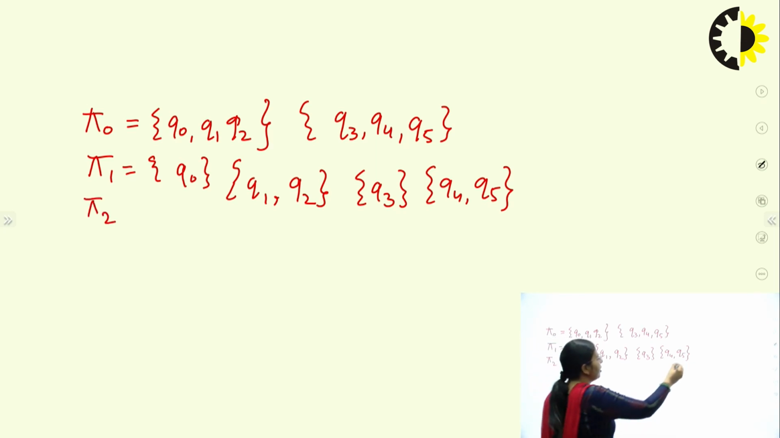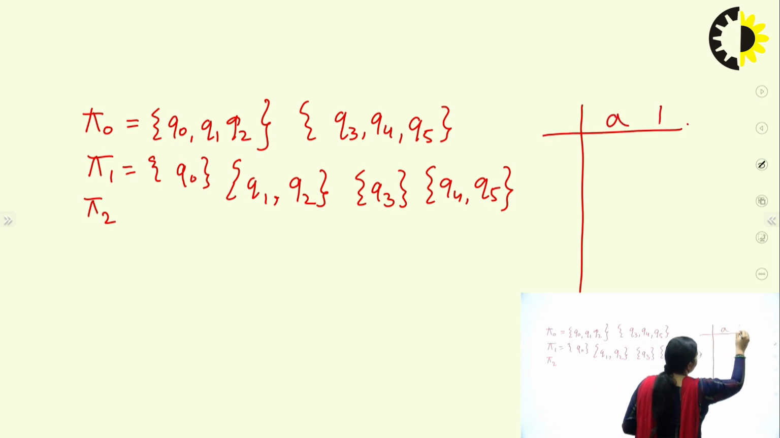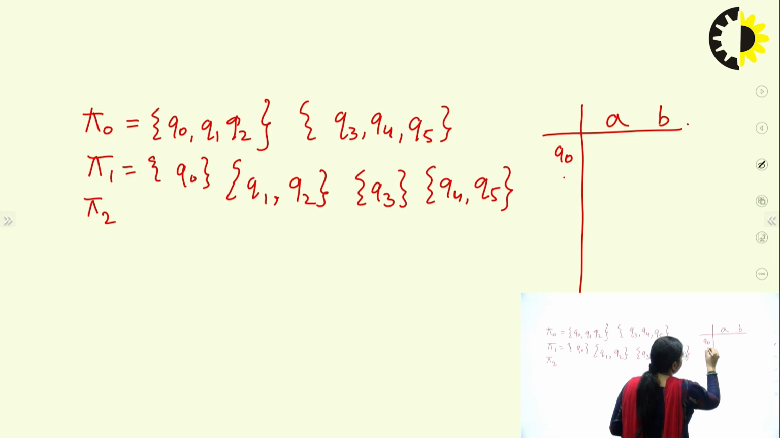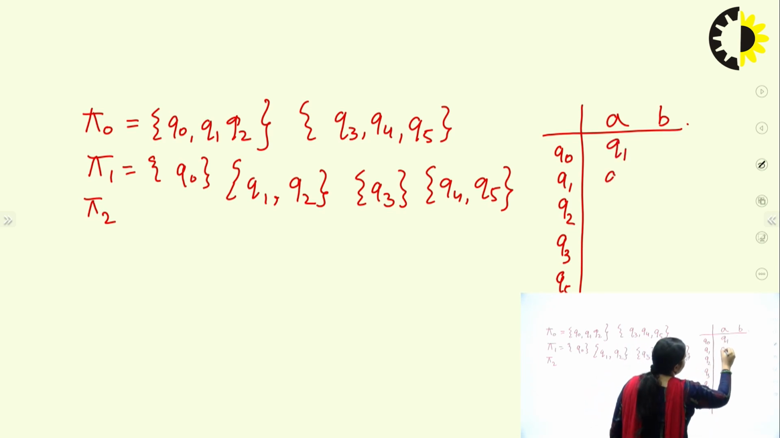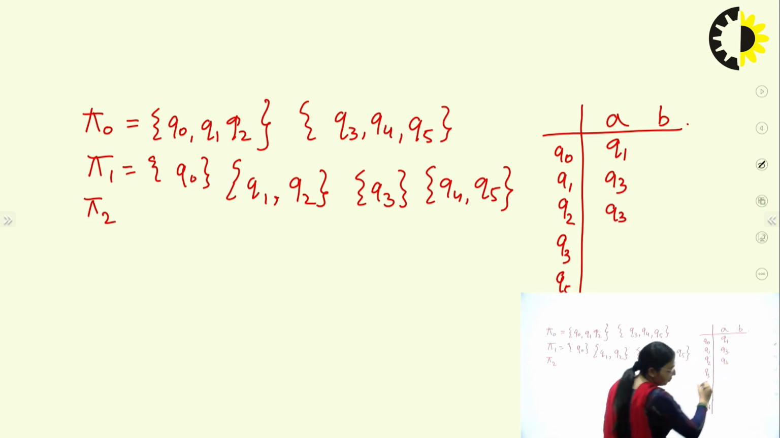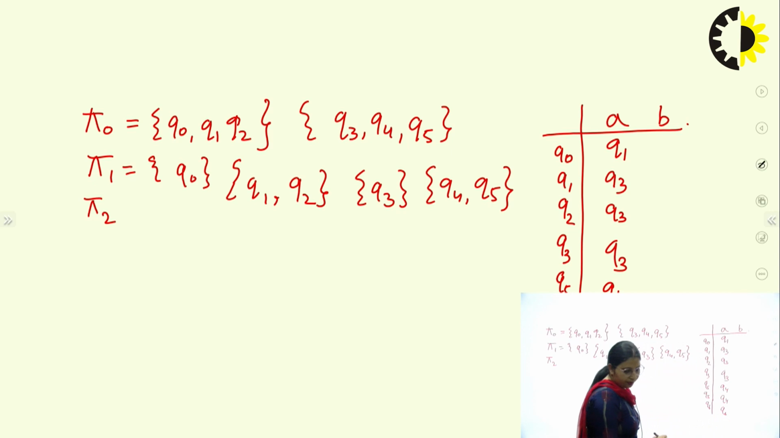So the transition table, let's make the transition table. Q0, Q1, Q2, Q3, Q4 and Q5 and Q6. Q1, Q3, Q3, Q3, Q4, Q3, Q4, Q4 and Q6.